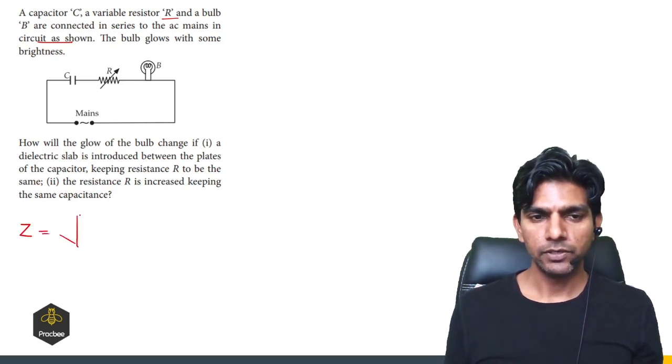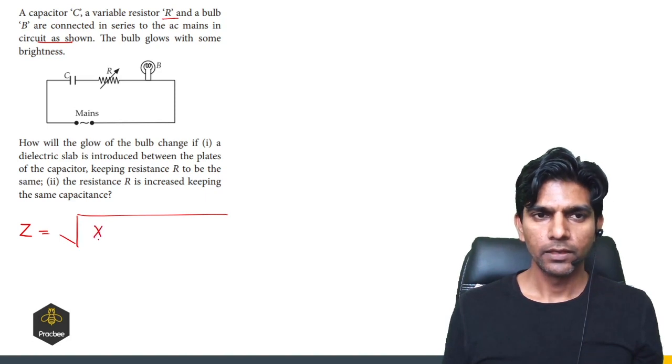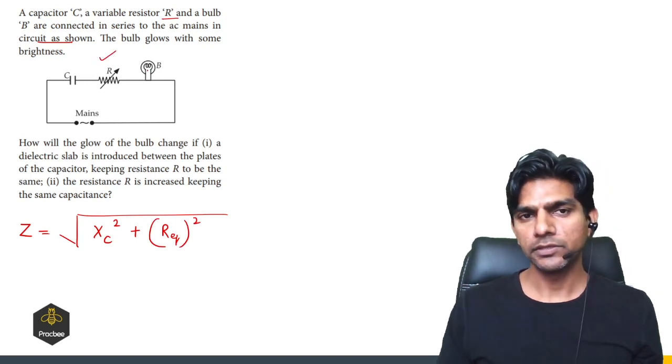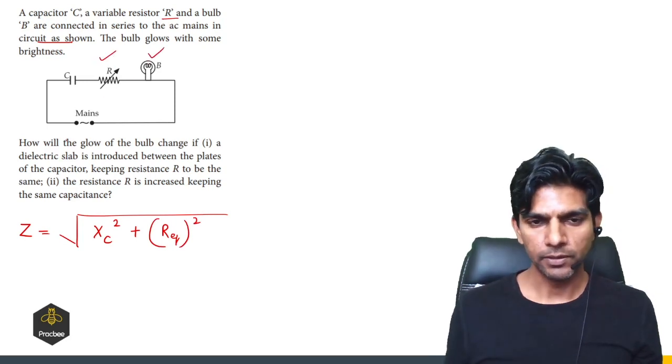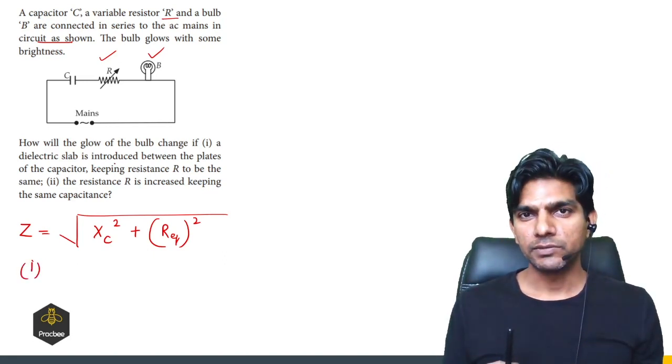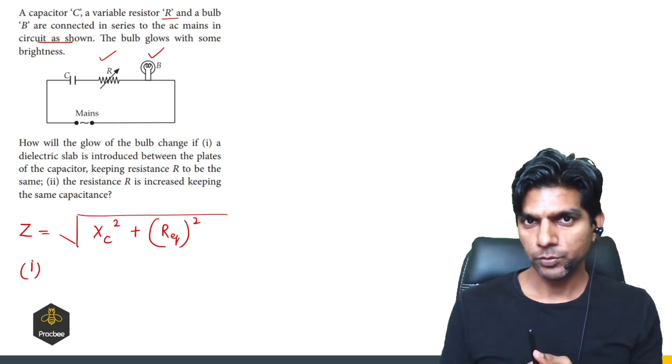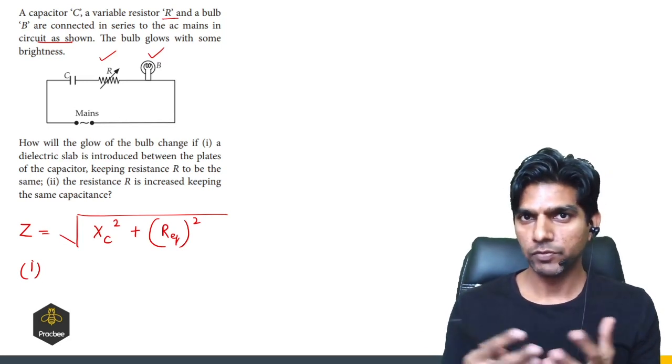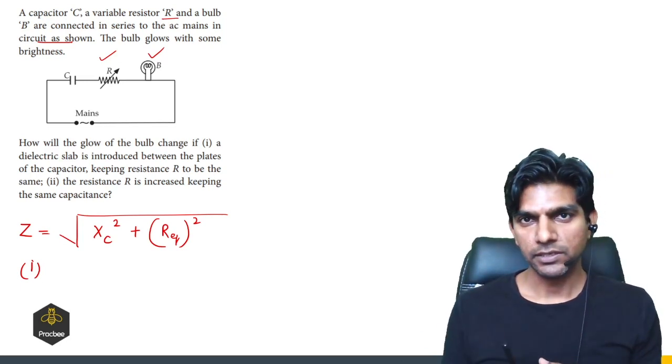We can say it will be Xc square plus R equivalent square, right? So we have a resistance of this variable resistor and there is some resistance of this bulb. Now in the first case, if we introduce a dielectric slab between the plates of the capacitor, what would happen? The capacitance increases, that we've already studied when we were discussing capacitors.